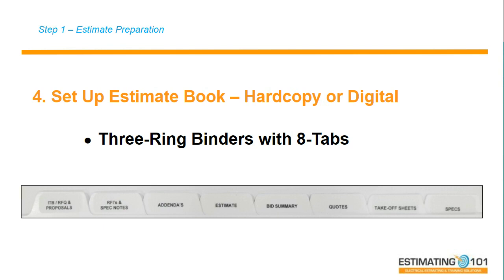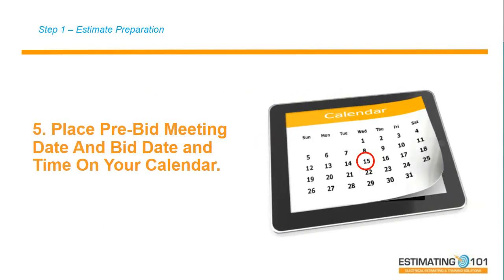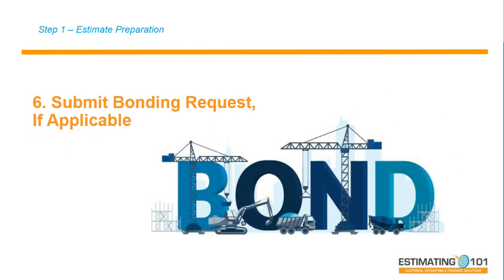So having an estimate book, however you do it, keeping your estimate well organized is a great way to be accurate and efficient. Fifth thing I do is I place the pre-bid meeting date and the bid date on my calendar. I use the Outlook calendar. I use the calendar on my cell phone. But as soon as I get the estimate, I want to put those dates on my calendar so I know exactly where I'm going to be on my schedule.